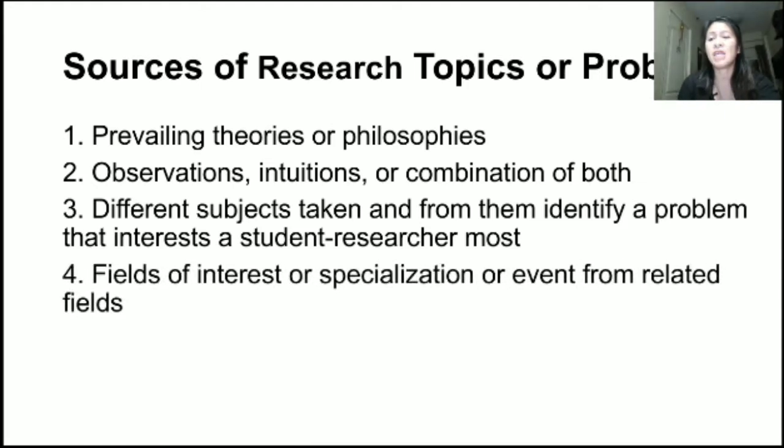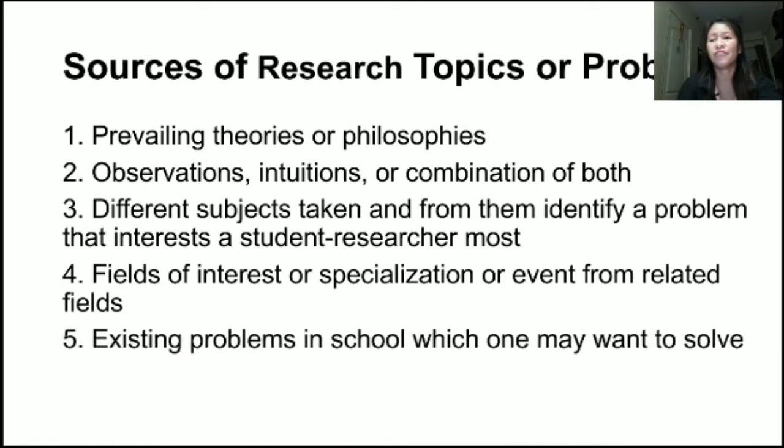Number 4, fields of interest or specialization or events from related fields. As we said, it would be easier to think or create a problem that is related to your field or interest. Number 5, existing problems in school which one may want to solve. There are a lot of topics on this. They may be related to students, academic performance, behavior, difficulties, or school system, policies, or teachers' strategies or difficulties. Many problems can be formed that are related to school.